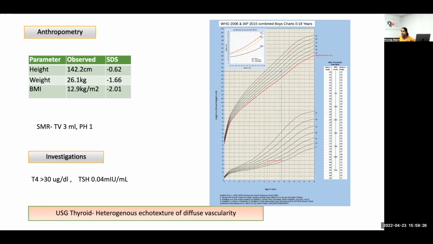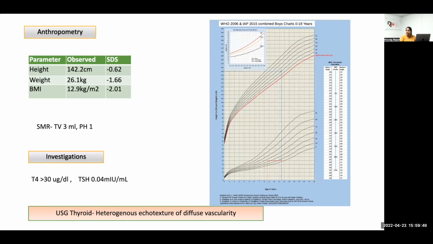And what would you like to do at the baseline? Which investigation will you do before you start anti-thyroid drugs? So before starting the anti-thyroid, we should get the WBC and the liver function test done, because these can be affected in thyroid disorder. Yes, sir. As well as because of drugs. Yes, sir. So you should get a CBC and an ALT level done. SGPT should be done before you start.